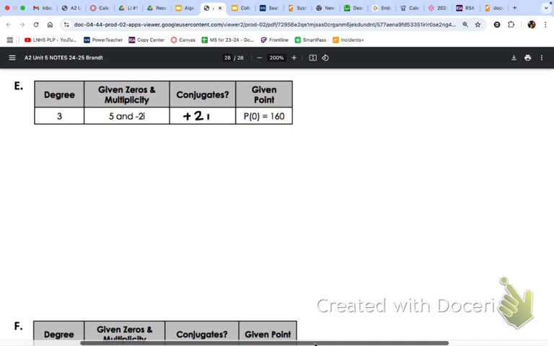So this one. So conjugates, yes, because you have i. That's when you use conjugates. Okay, so let's go ahead and put it in factored form. y is equal to a, because we don't know what it is yet. You have 3 zeros, actually, right? You can't put the i's in the same one. So it'd be x minus 5. Okay, negative 2i comes from x plus 2i. And then x minus 2i.